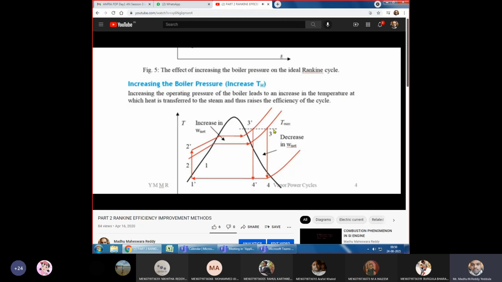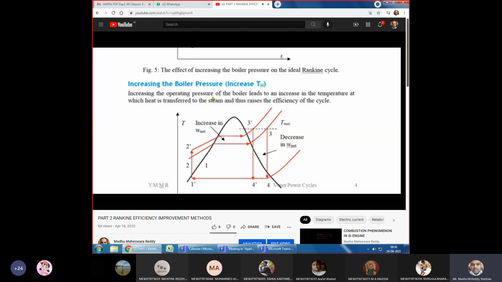You can see 3 and 3 dash lie on a horizontal line. On the vertical axis, you have temperature. So when both the points are on the same horizontal line, the temperature remains constant. We are increasing the pressure, but we are maintaining the temperature of the steam entering into the turbine constant.